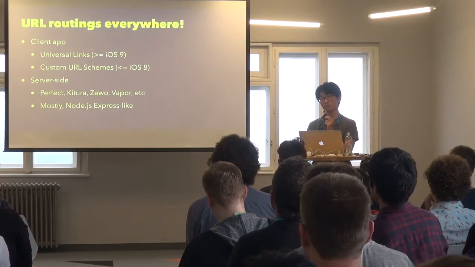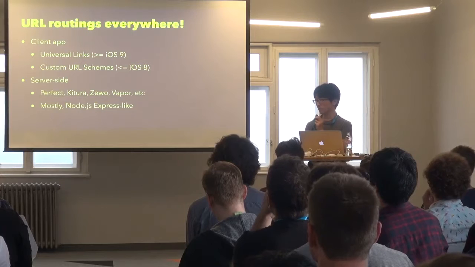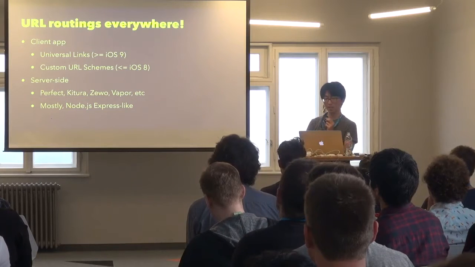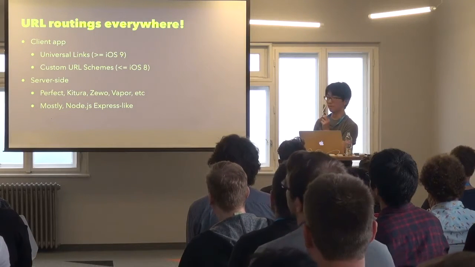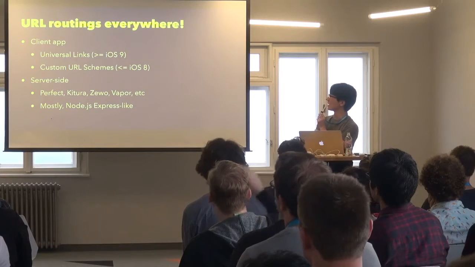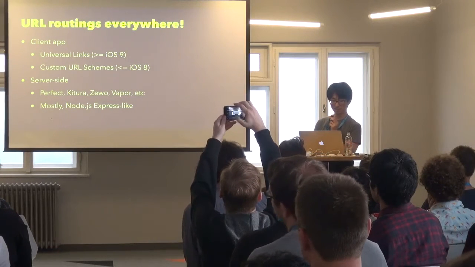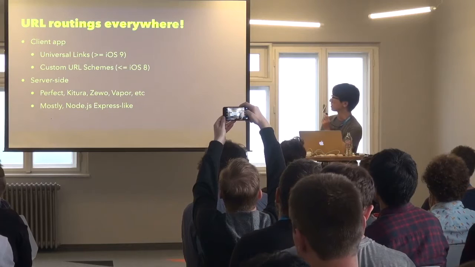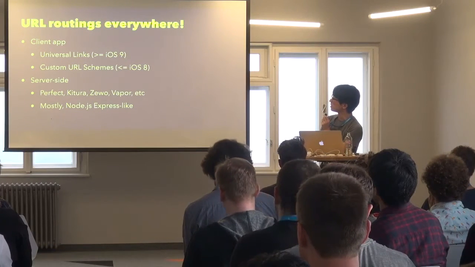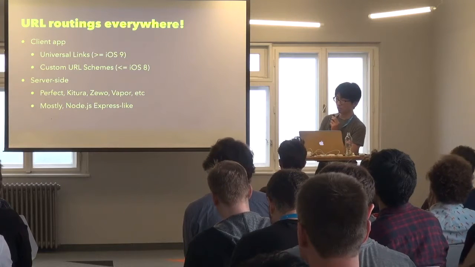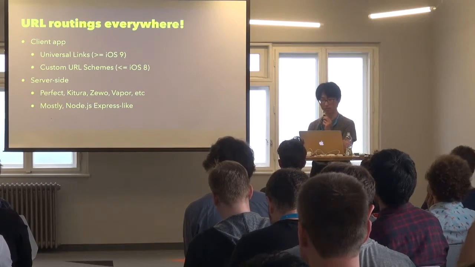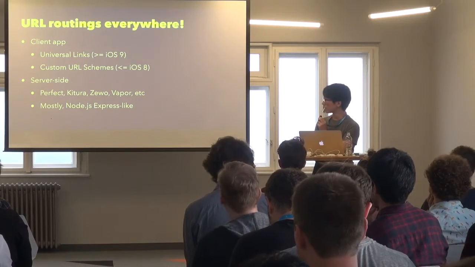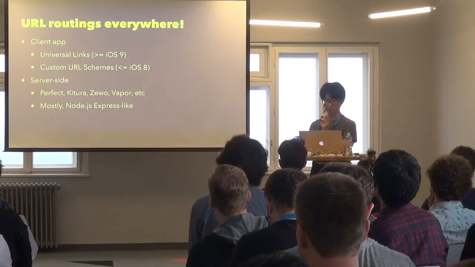And this kind of URL routing can be found everywhere. For example, in iOS apps, we have universal links since iOS 9. And we also had, or maybe we're still using, iOS 8's custom URL schemes. And this is the client app side, and URL routing is more common on the server side, such as Perfect, Kitura, Zewo, Vapor, etc. These are all famous Swift 3 server-side frameworks. And most of them are inspired by modern web application frameworks, such as Node.js's Express.